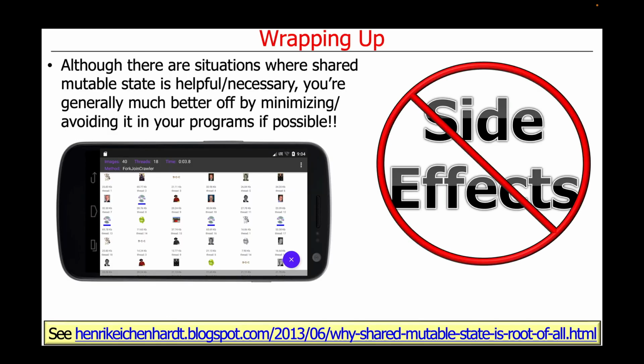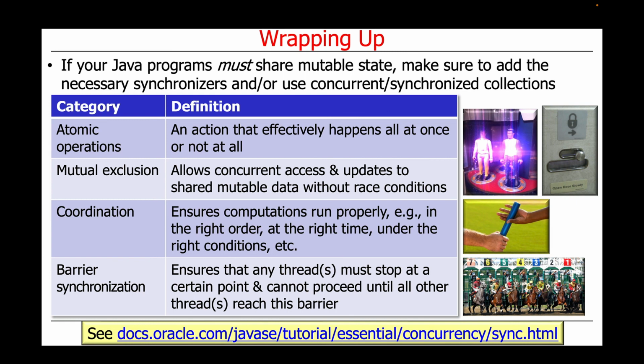Now that we've walked through the implementation of the Memoizer class, let's wrap up this lesson on the role of mutable shared state in modern Java. Although there are situations where shared mutable state is helpful and necessary, such as the Memoizer example we looked at, you're generally much better off minimizing and/or avoiding the use of shared mutable state in your programs, if at all possible. If your Java programs must use shared mutable state, make sure to add the necessary synchronizers and/or use the appropriate concurrent or synchronized collections.